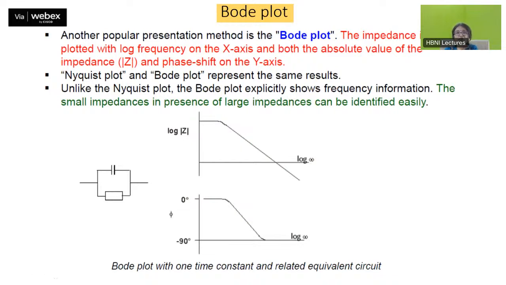A small impedance in the presence of a large impedance can be identified very easily in a Bode plot. As you can see in the Bode plot, you get the information of your frequency, as well as information about all the different processes taking place in the cell. So that is an advantage of the Bode plot. But in most research papers, you'll find that they work on the Nyquist plot.